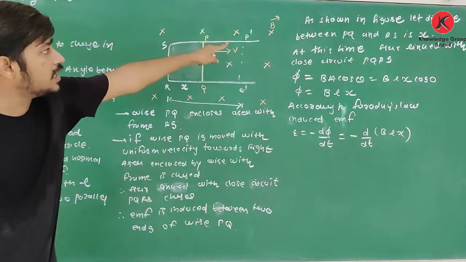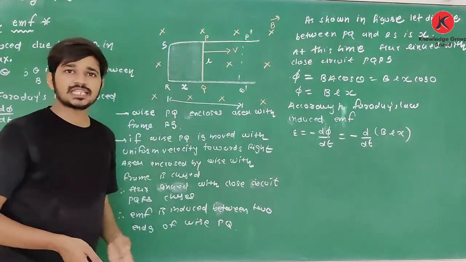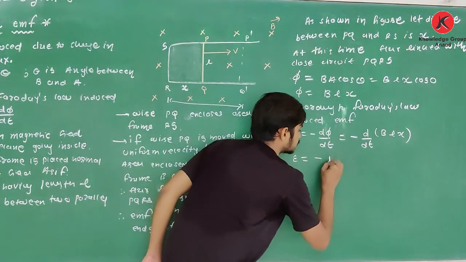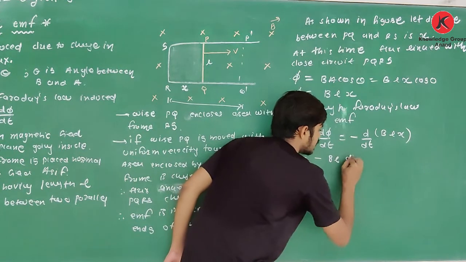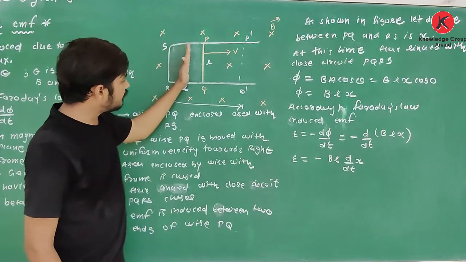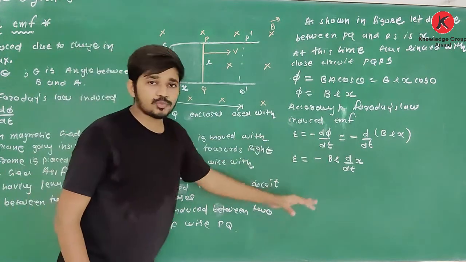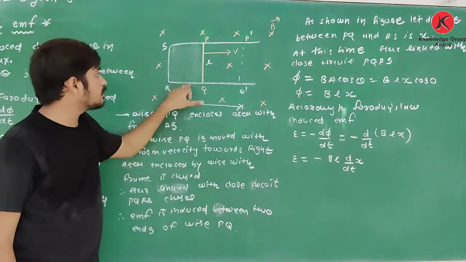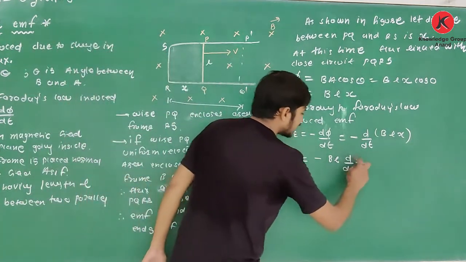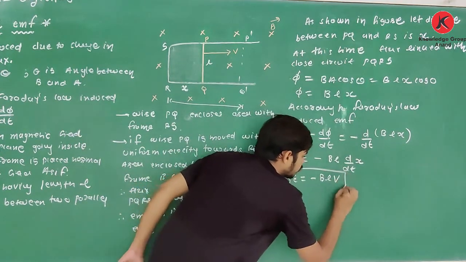This value of x changes because x is the distance between PQ and RS, and the PQ wire is continuously moving. So I can write this equation as E is equal to minus BL, constant, d upon dt of x. The distance x continuously changes with time. dx upon dt, change in position with respect to time, is nothing but velocity. So dx upon dt is v, and E is equal to minus BLv.